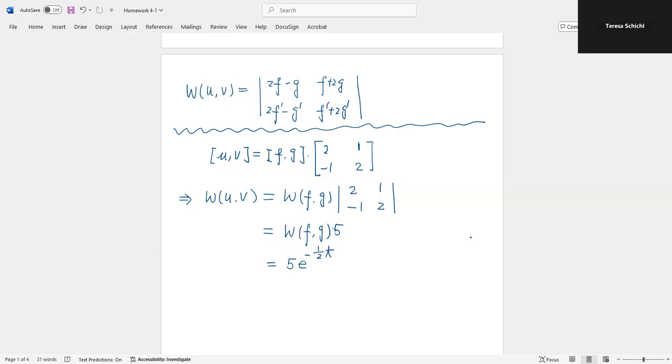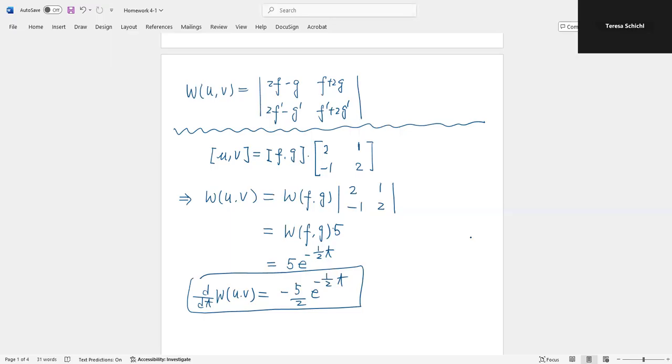Remember that if u and v can be written as a simple matrix multiplication, then the Wronskian of u and v will be equal to the Wronskian of f and g times the determinant. As you can see, the only change here is the determinant. Then the question asks for the derivative of the Wronskian of u and v, which is pretty easy: it's negative 5 over 2 e to the negative 1/2 t.